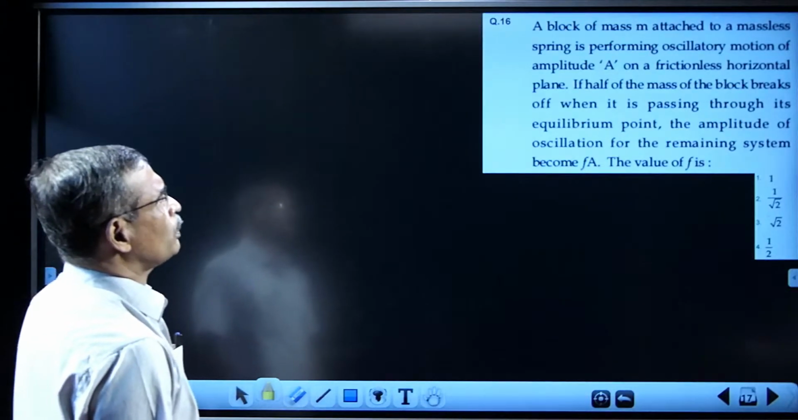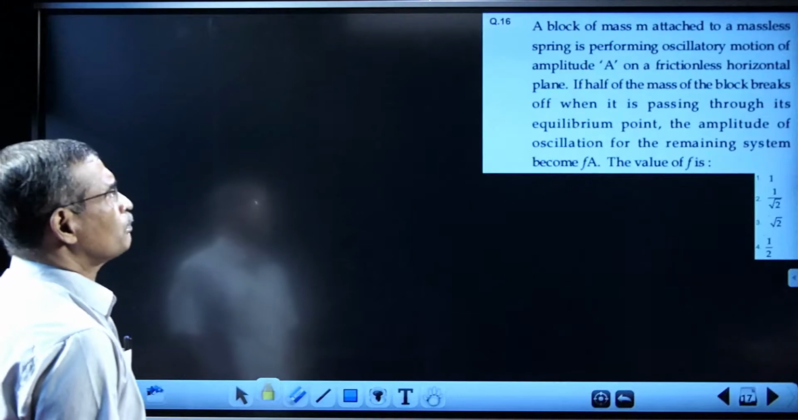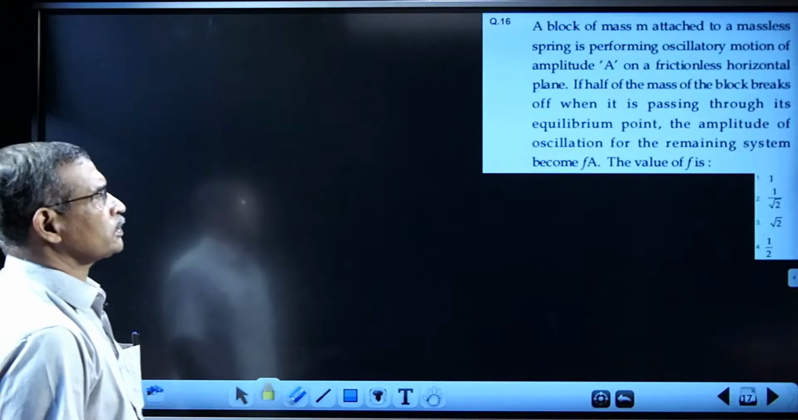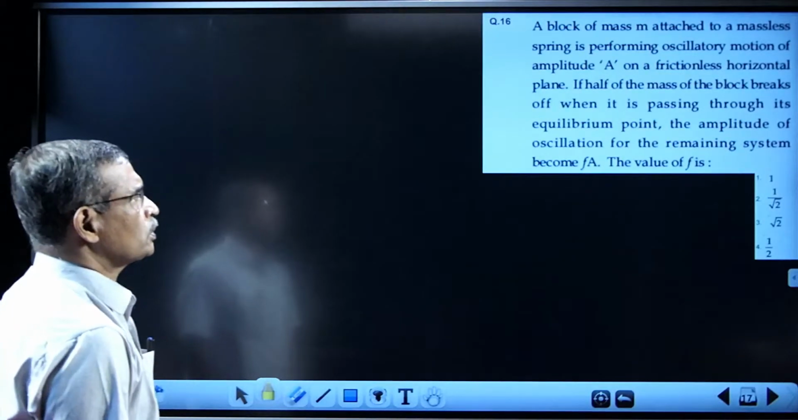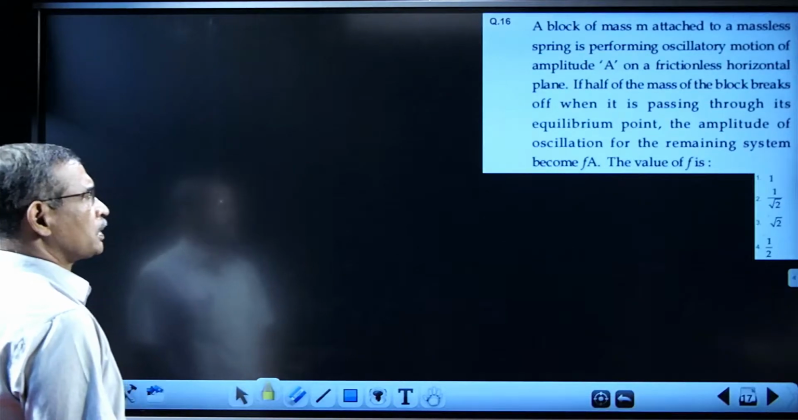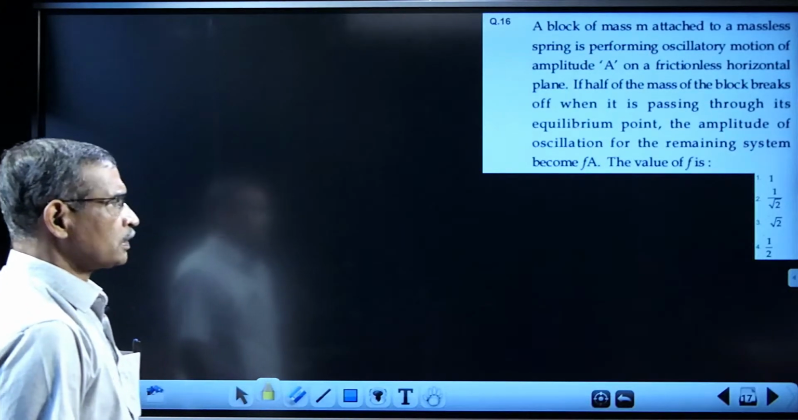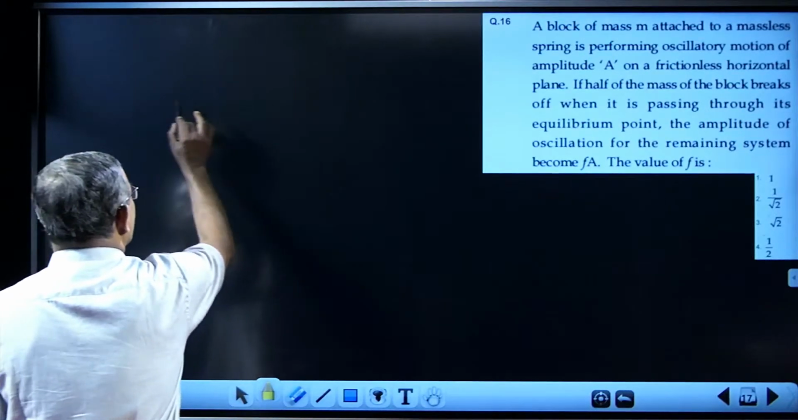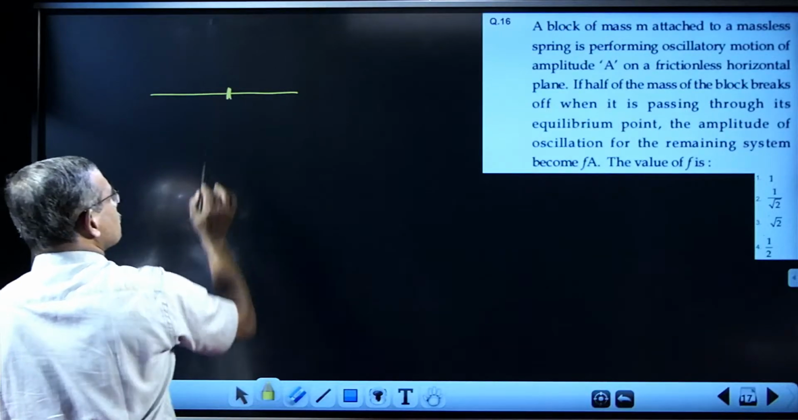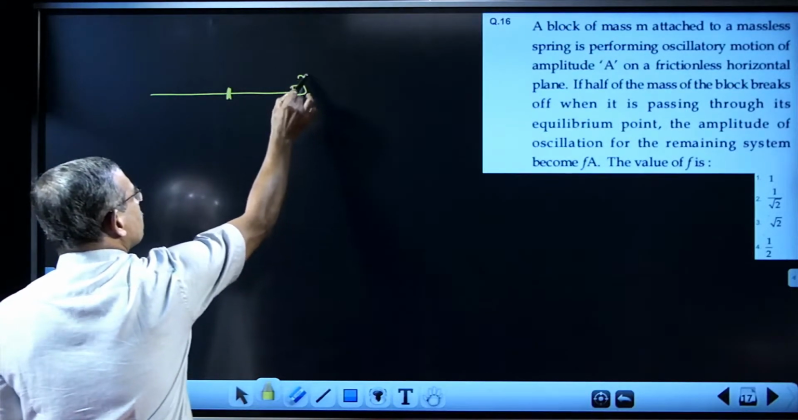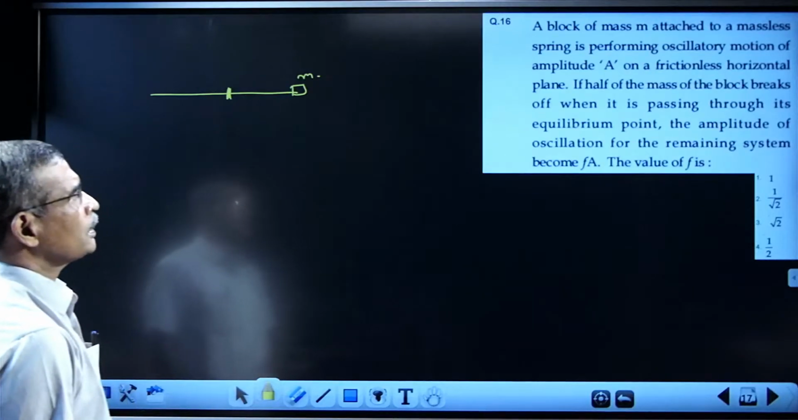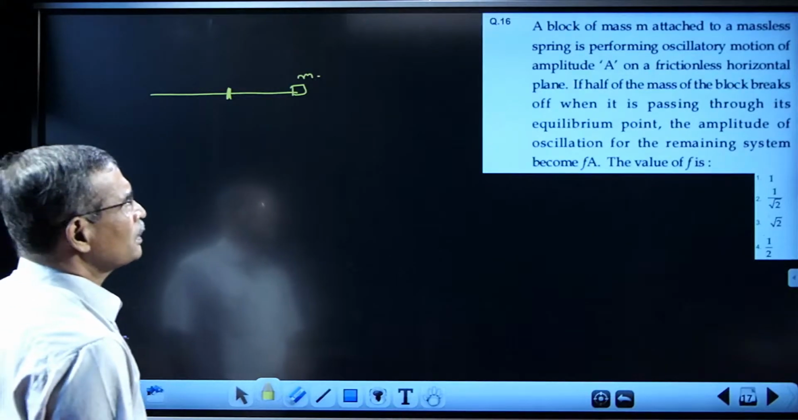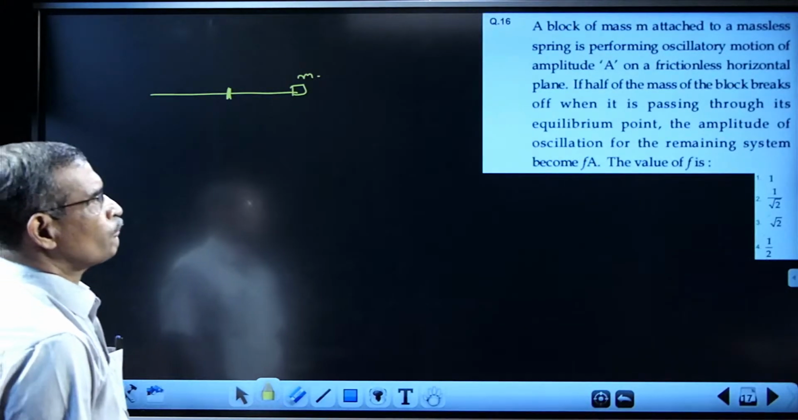A block of mass M attached to a massless spring is performing oscillation of amplitude A on a frictionless horizontal plane. Half the mass of the block breaks off when it passes through its equilibrium point. The amplitude of oscillation of the remaining system becomes F times A. Then what is the value of F? Earlier it was oscillating. Suppose this is the block at the mean position, oscillating on the spring on a frictionless plane.